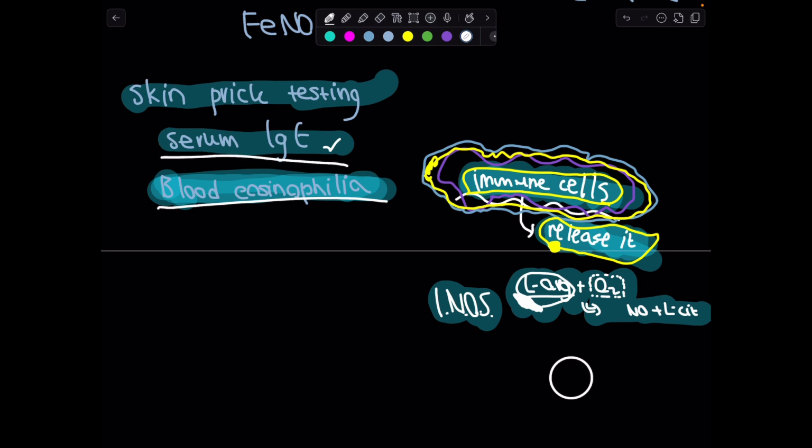All right, let's recap and then move to biologics. Skin prick testing places tiny amounts of allergens, like pollen, on your skin and pricks it. A red, itchy bump within 15 minutes shows you're allergic, helping identify asthma triggers. Serum IgE is measured by a blood test using techniques like ELISA to detect total or allergen-specific IgE antibodies, indicating allergic asthma if levels are high. Blood eosinophilia is checked via a complete blood count with differential, counting eosinophils in a blood sample, with high counts over 500 per microliter suggesting eosinophilic asthma.